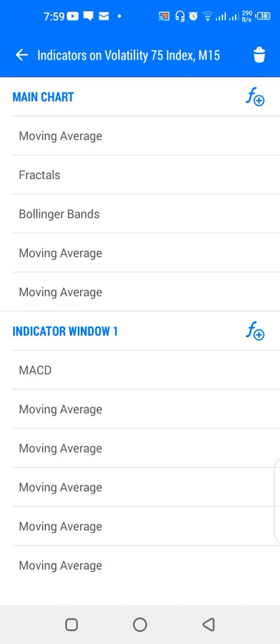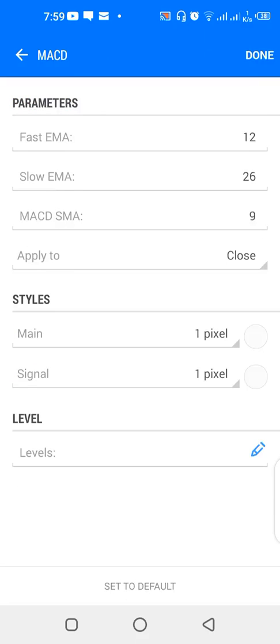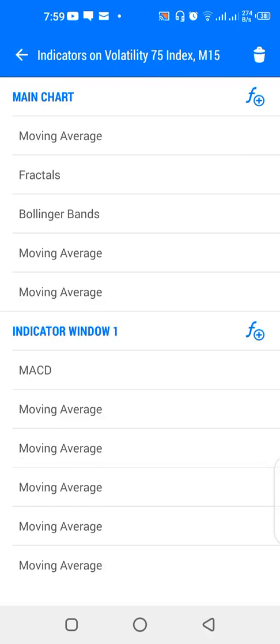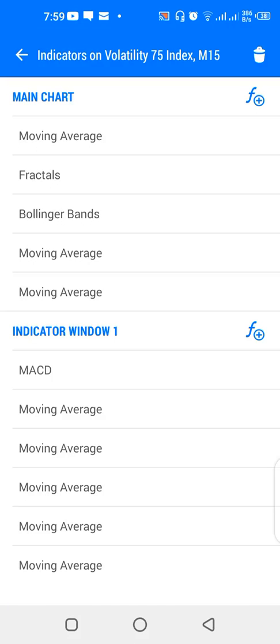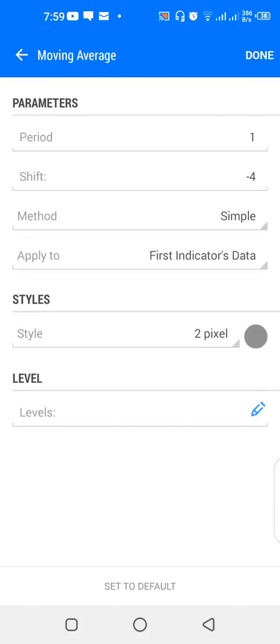On indicator window one, let's look at the settings. We have MACD: fast EMA is 12, slow EMA is 26, MACD SMA is 9, apply to close, no color. Then we have moving average. The first moving average on indicator window one has period 200, shift is 0, method is simple, apply to previous indicator's data. The color is blue. We also have another moving average, period 1, shift is -4, method is simple, apply to first indicator's data.